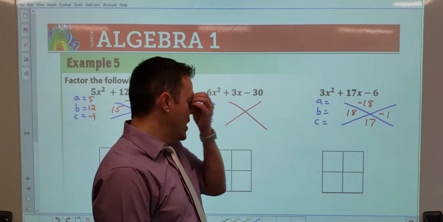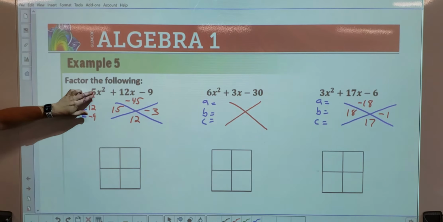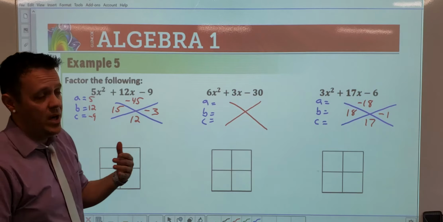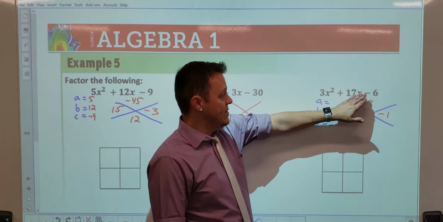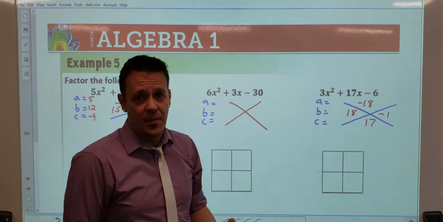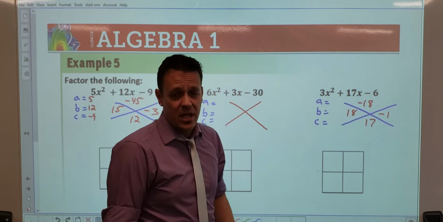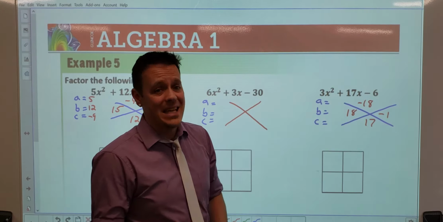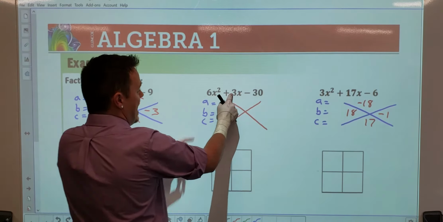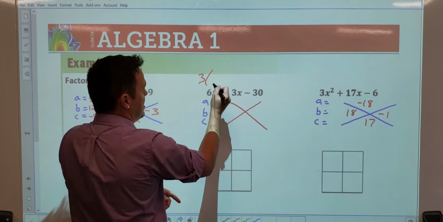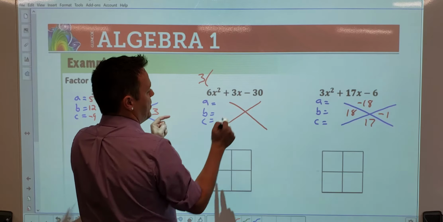All right, so what I mean by that is if looking at this, there's 5, 12, and 9. Do these numbers share anything in common? The answer is actually what? No, they don't. 3, 17, and 6, do they share anything in common? The answer is no. Okay, 6, 3, and 30, do they share anything in common? The actual answer to this is yes, they do. You can take out or factor out, like we've done in the past, a 3 from every single piece here.